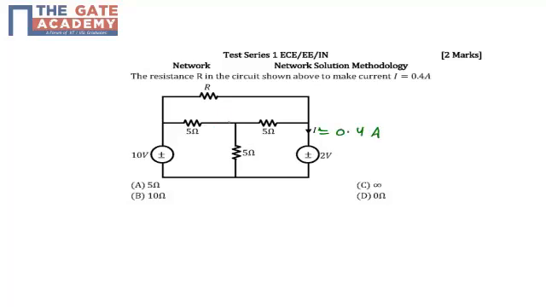First of all, let's name this node as Vx, and the current flowing from Vx in this branch is Ix. Similarly, the current flowing across resistance R, name it as Iy. Now let's apply nodal analysis at Vx.